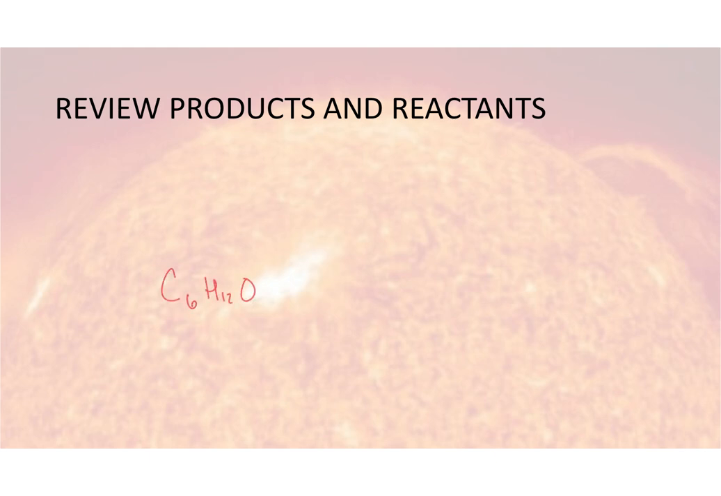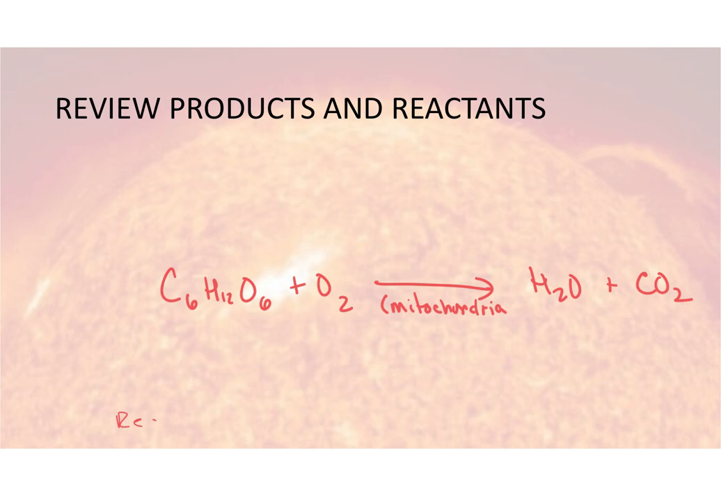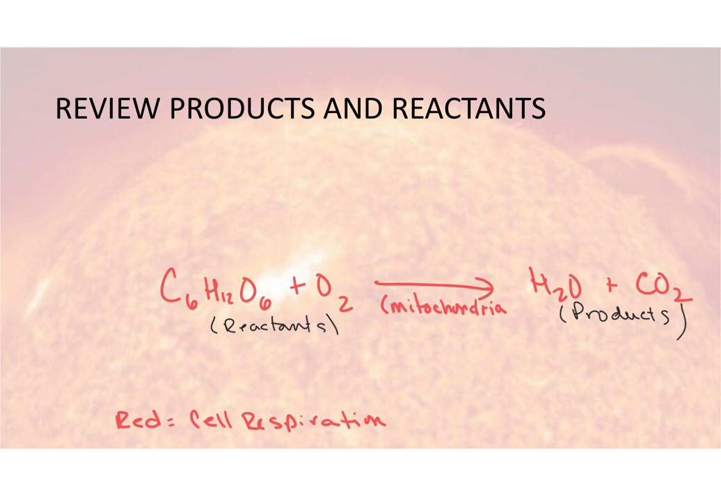For cell respiration to happen, we need C6H12O6 plus oxygen yields, and this is done in mitochondria, to produce water and CO2. So again, red equals cell respiration. Now, take note here. These are my reactants, and these are my products. Okay. Now, take a note, all right?